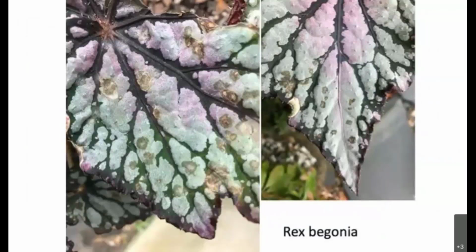I'm also noticing that powdery mildew likes to hide from growers. So here's an instance of Rex begonias, which have what look like little greasy spots. You might think bacteria or spray injury or something like that. But if you look real closely at those spots, you can see the growth of a powdery mildew across the surface. So never forget that begonias are prone to powdery mildew, and that might be what you're seeing if you see any symptom at all.